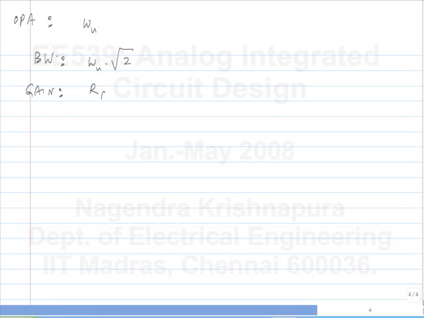This is RF. Okay, let's ignore the second pole of the op amp in this analysis. Let's assume that the op amp is an ideal integrator and you have one pole in the feedback path. Okay. So what is gain times bandwidth? It is RF times omega u times square root of 2. But what is RF? You adjusted RF times CF. What is RF times CF?